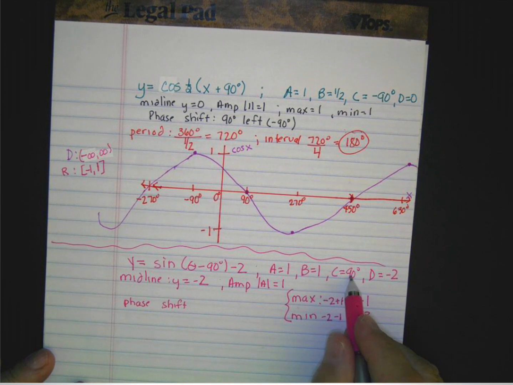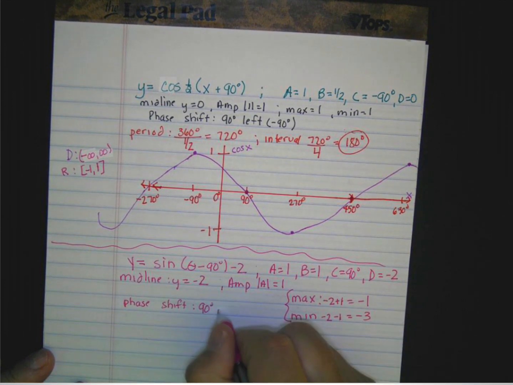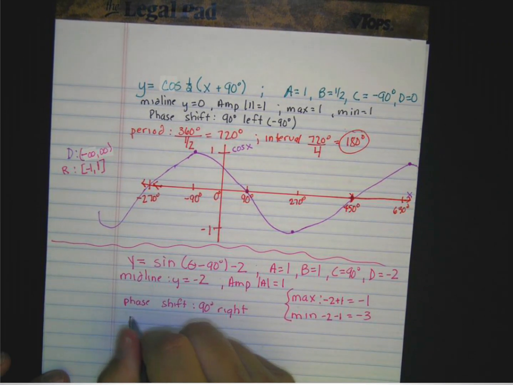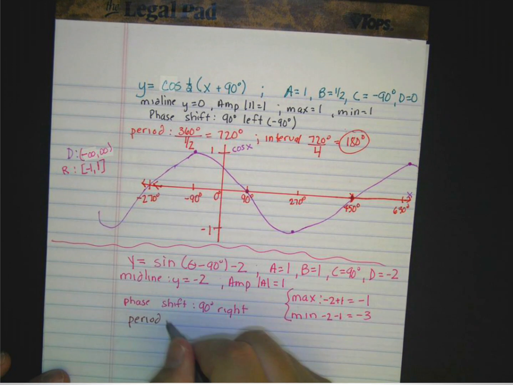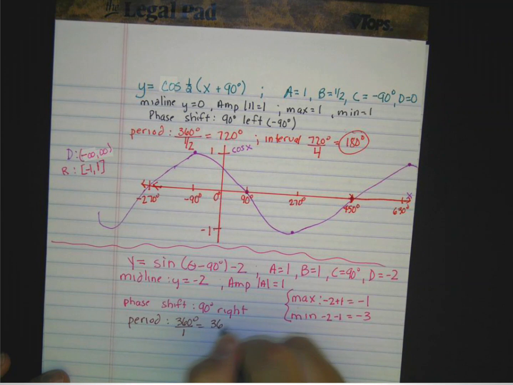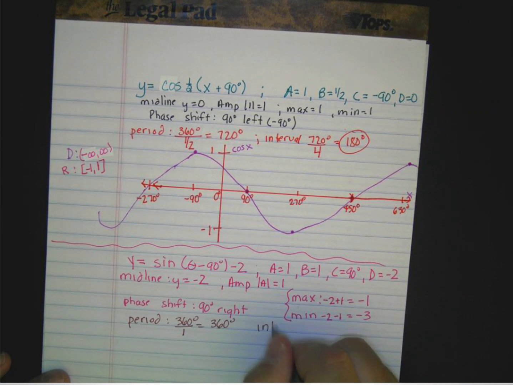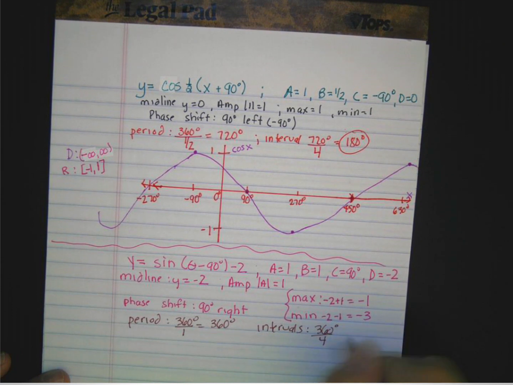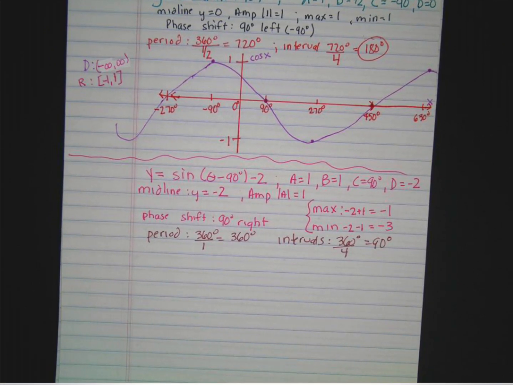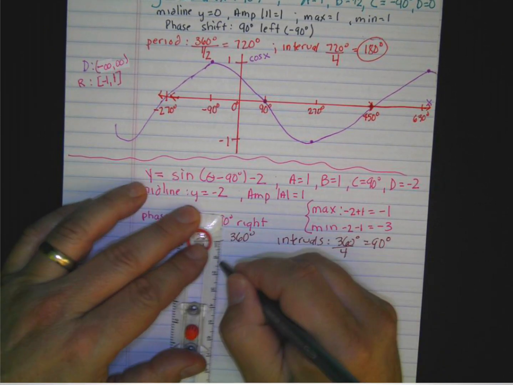And then my phase shift is 90 degrees positive, so it's 90 degrees to the right, which is nice, and hopefully this works out here. My period is going to be 360 divided by b, which is 1, so 360. My intervals, what I'm counting by, 360 divided by 4 is 90. All right, so I got everything I need. So we're counting by 90, and our phase shift is 90, which makes it nice.